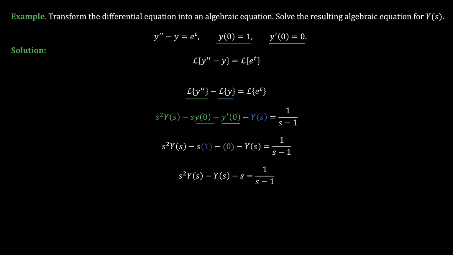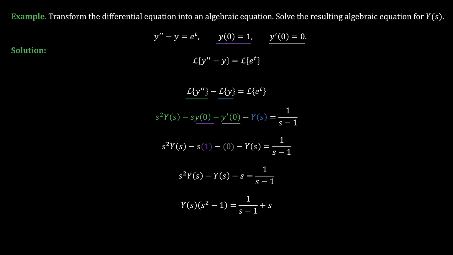Now the reason I'm doing this is I want to factor out that capital Y of s. So here's what we're going to do to finish solving this problem. I first want to add that s to both sides of this equation. And then I'm going to factor out that capital Y of s. So let's do that in this next step. We can see here that I factored out the capital Y of s on the left-hand side. It's going to leave me with s squared minus 1. On the right-hand side, I have 1 over s minus 1 plus the s that I added from the previous step.